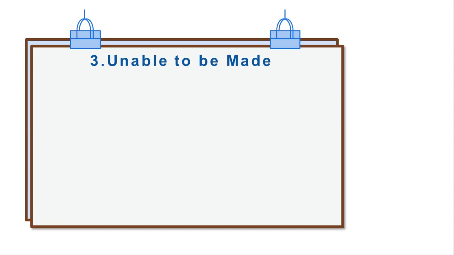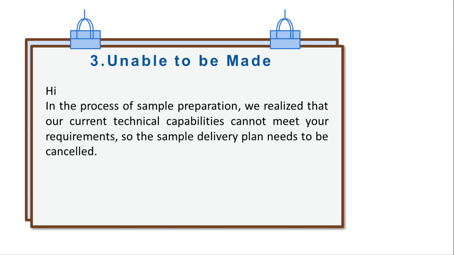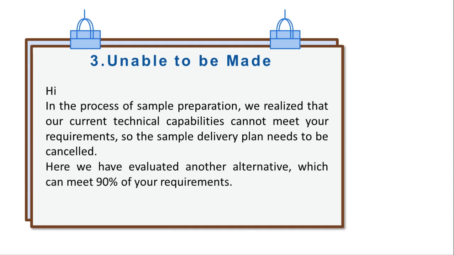The third problem is unable to make the sample, which is a headache to the exporter. So, how to write the letter of this problem? Here's an example. Hi, in the process of sample preparation, we realized that our current technical capabilities cannot meet your requirements. So, the sample delivery plan needs to be cancelled. Here we have evaluated another alternative which can meet 90% of your requirements. Please confirm whether it is acceptable. Looking forward to your reply.